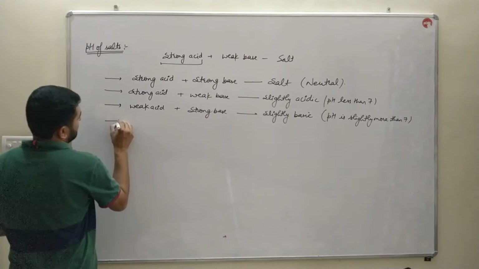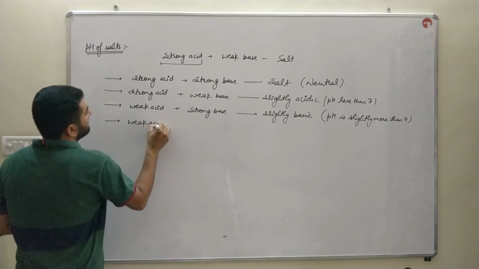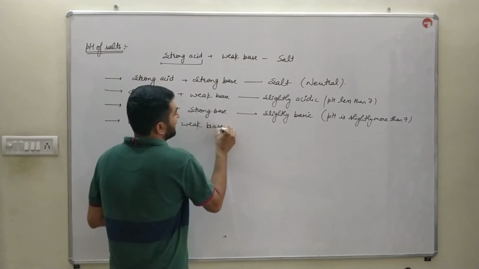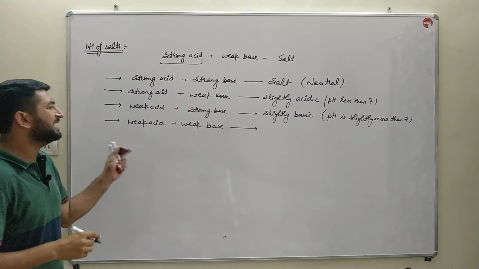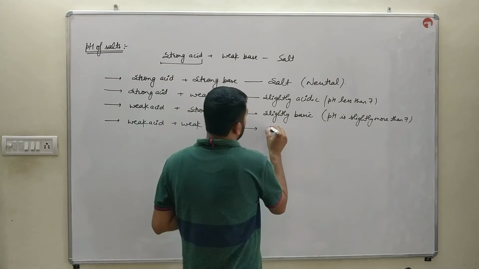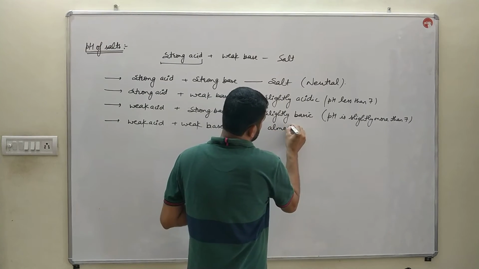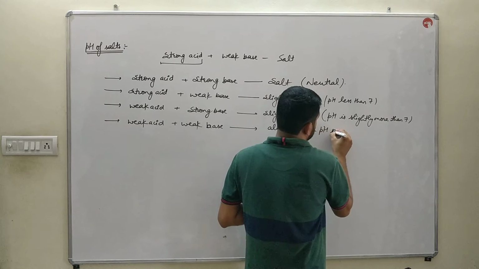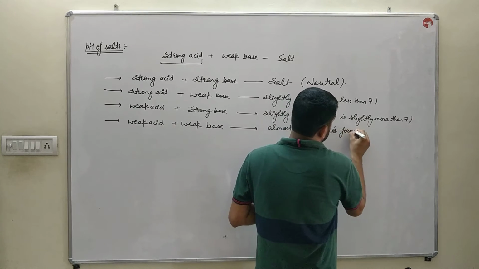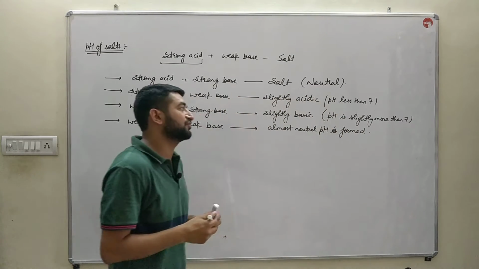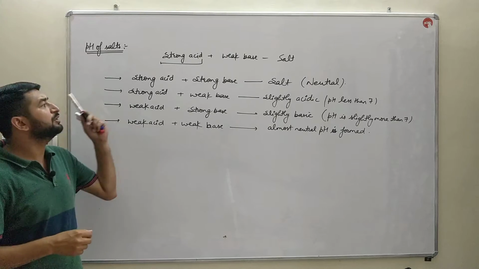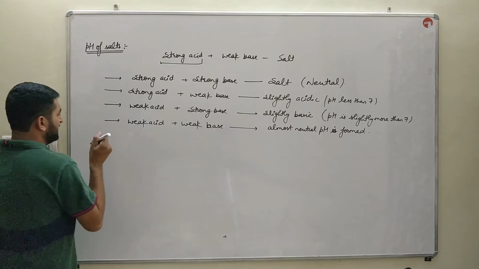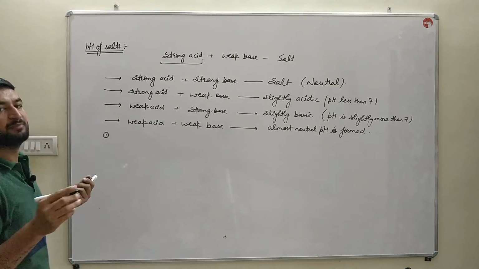The last one is when both acid and base are weak. They do not ionize completely. When a weak acid and weak base react, then also an almost neutral pH salt is formed. Likewise, strong acid and strong base. So that's how the pH of salts depends on the nature of an acid and base. Now, we'll discuss this with the help of examples.